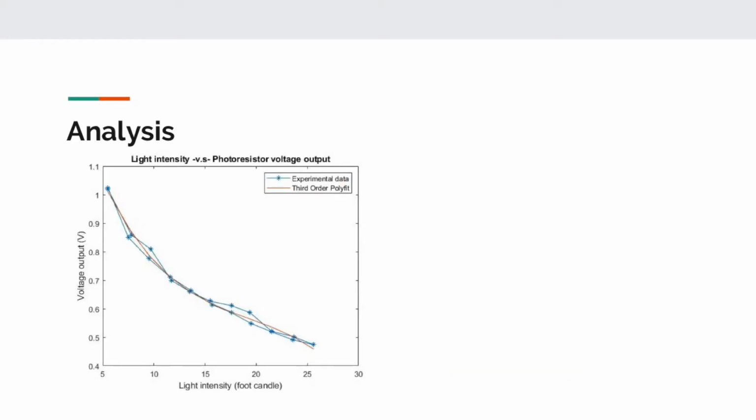This figure shows the data during the static calibration process. As we can observe, there's a nonlinear relationship between the voltage output and light intensity. Therefore, our team used a third-order polynomial function to draw a best fit line. The slope of the best fit line will be considered as the static sensitivity. Our team picked the average slope at 5.5 foot-candles as our estimated static sensitivity.